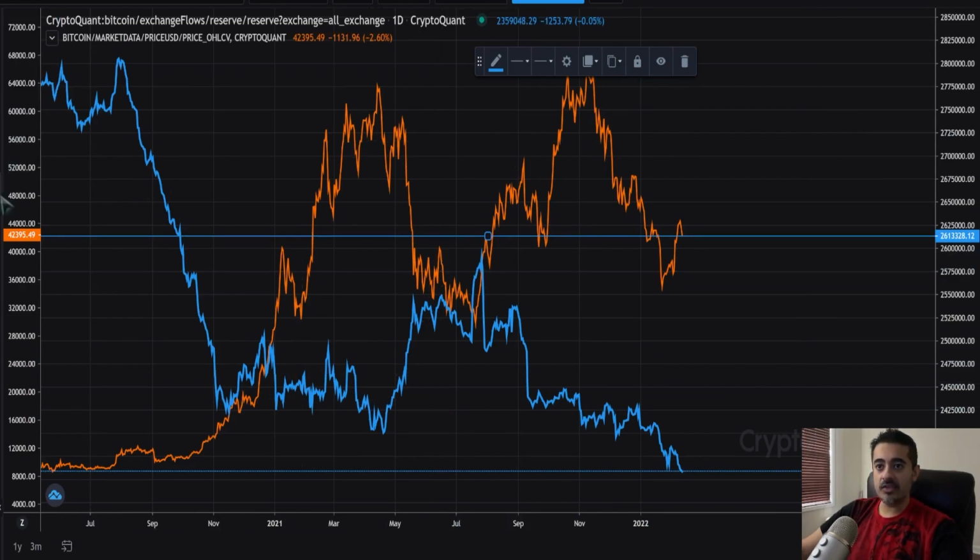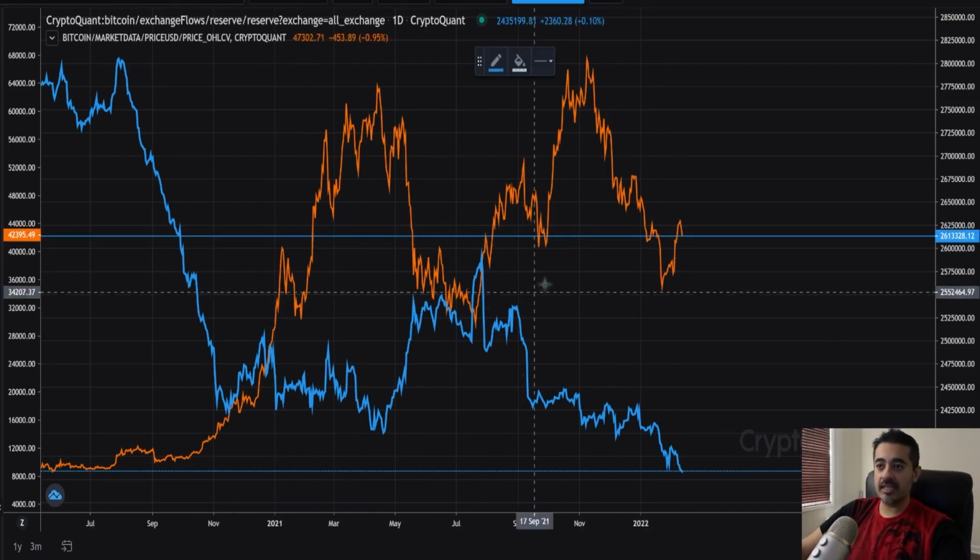I'm going to get the ruler out so you can kind of see this. All these different areas where this line intersects is where the price was at the same level. So this is where the price was the same here, price was the same here, price was the same here, price was the same here. So this is where the current price was the same historically.